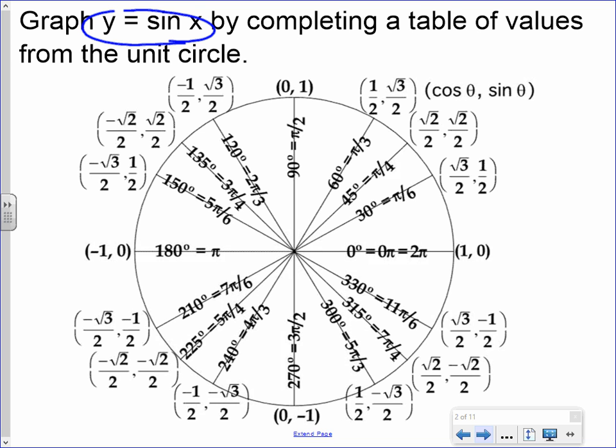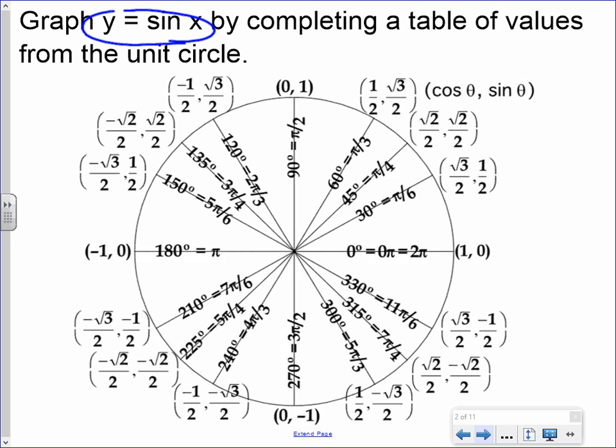As we go along the unit circle, the sine of 0 is 0. So (0, 0) is a coordinate on the sine graph. As we rotate around the unit circle, at pi over 6, the sine is 1/2. At pi over 4, the sine is radical 2/2. At pi over 3, the sine is radical 3/2. And then the sine of pi over 2 is 1.